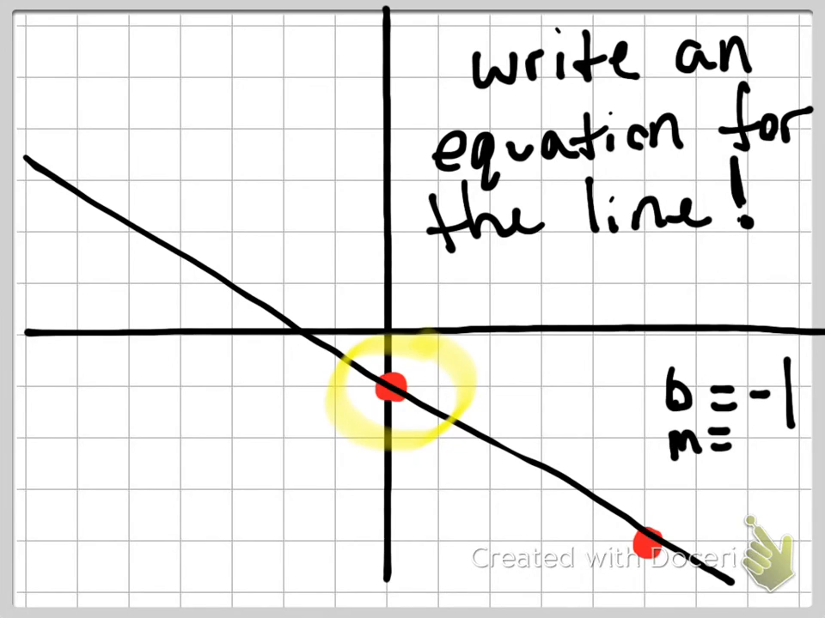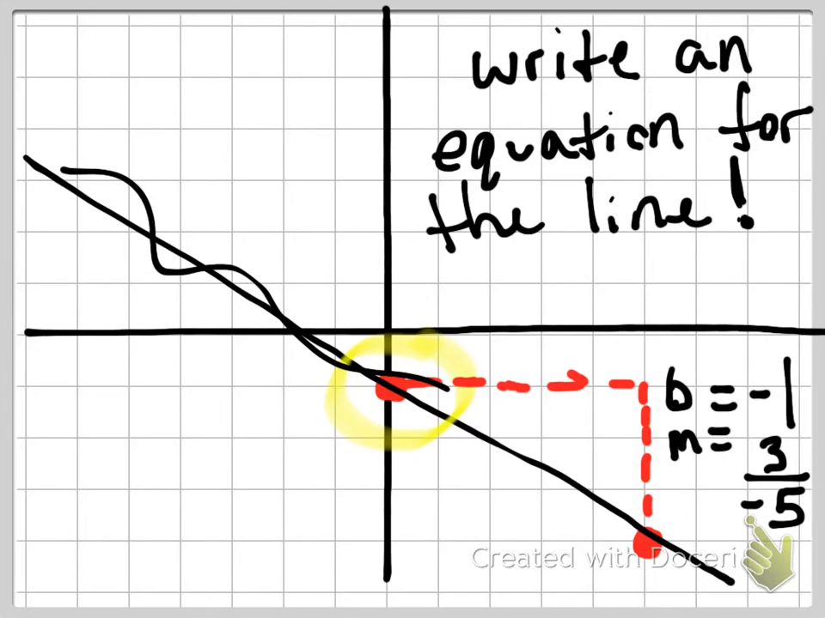Now to find my M, I have to count from one dot to the other. So I have to go up 1, 2, 3 squares. So 3 up is positive. And then I'm going to go to the left 1, 2, 3, 4, 5. I'm going to go 5 to the left, which is negative. And that is a negative slope because it's going downhill. If I rolled a ball down it, it would go downhill. So M equals -3/5.